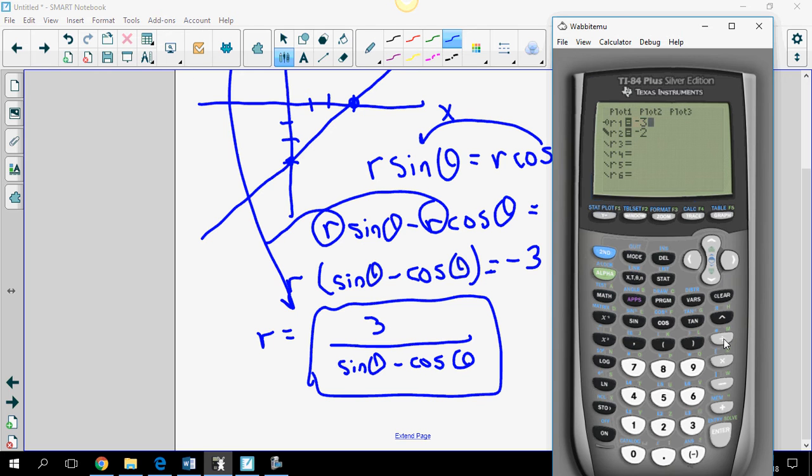-3 divided by parenthesis sine theta minus cosine theta. See how it puts thetas for you right away? Let's delete that. Oops. Let's go up here. Clear. And I don't know. Yeah, it's a line. So let's go zoom 6.